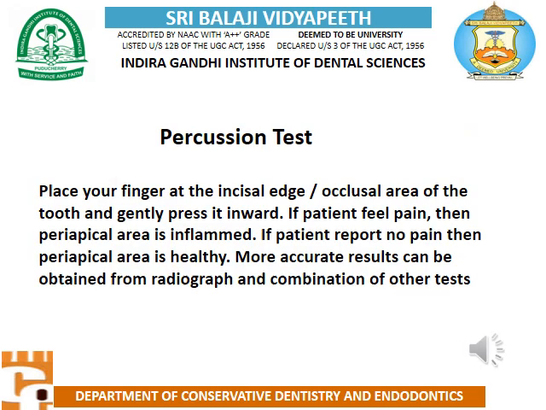Percussion test. Place your finger at the incisal edge or occlusal area of the tooth and gently press it inward. If patient feels pain, then periapical area is inflamed. If the patient reports no pain, then periapical area is healthy. More accurate results can be obtained from radiograph and combination of other tests.